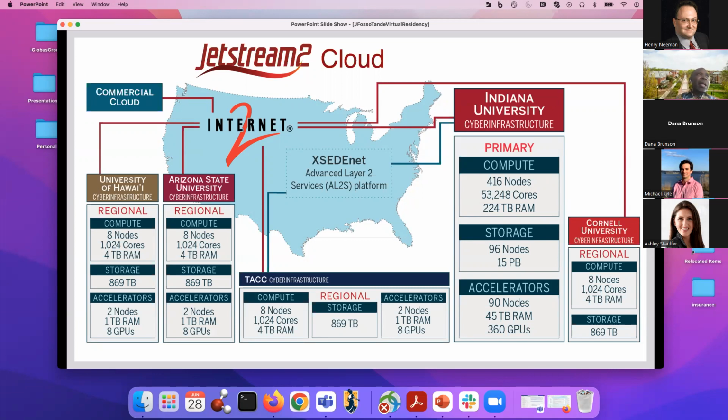The regional systems have different types of nodes, mostly. For the University of Hawaii, we have 8 nodes, about 1,024 cores, and this is similar with Arizona State University and Cornell University, but the biggest share is at Indiana University.